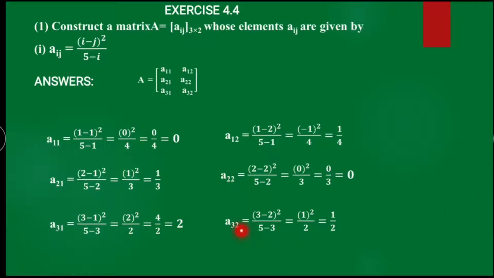Now we put all these values of a11, a12, a21, a22, a31, a32 in this matrix. So the required matrix we get: in first row 0, 1 by 4; in second row 1 by 3, 0; in third row 2, 1 by 2.